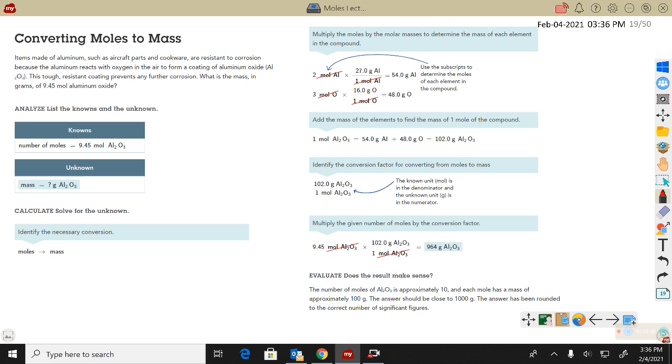What is the mass in grams of 9.45 moles of aluminum oxide? All right, so we start with the amount that we've been given. If I were setting this up in my head, I'm looking for some kind of a number. Oh, I see it, 9.45, and I want the units. What is this? It's moles of aluminum oxide.